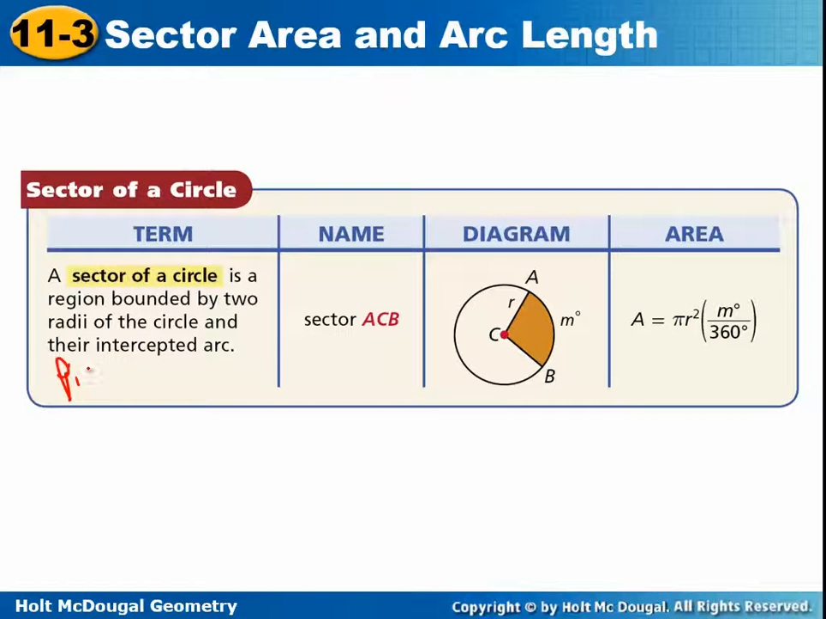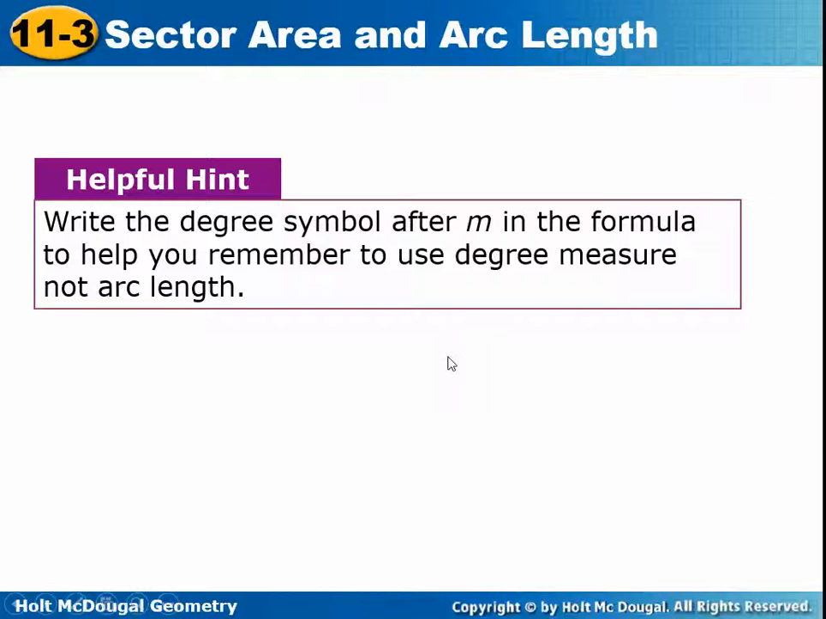So think about a sector as a piece of pie. And then you're going to be finding the area of the whole pie times the size of the piece that you have, the fractional piece. Sectors are named by the word sector and then by the three letters A, C, B. Now if you just write A, C, B, we don't know if you mean this angle or something else until you write the word sector by it. So it's important that you do that. And it's good to write the degree symbol after m to help you remember that this will be a degree measure, not an arc length.